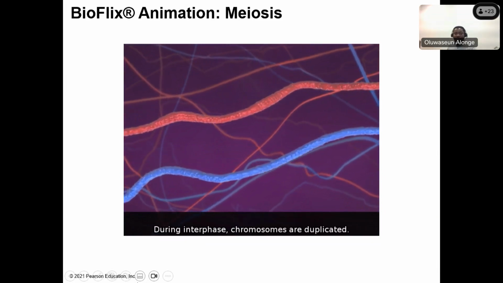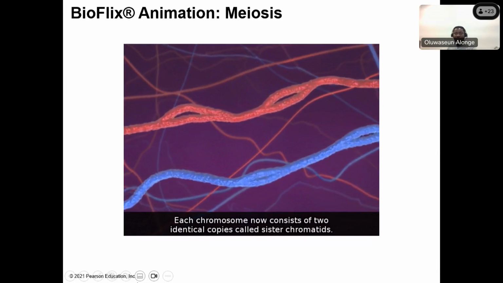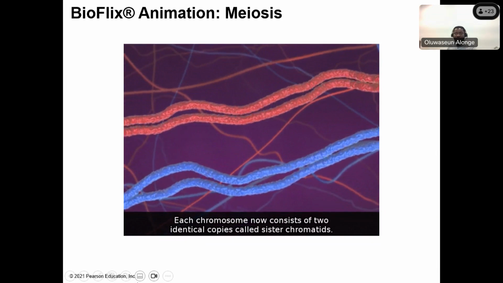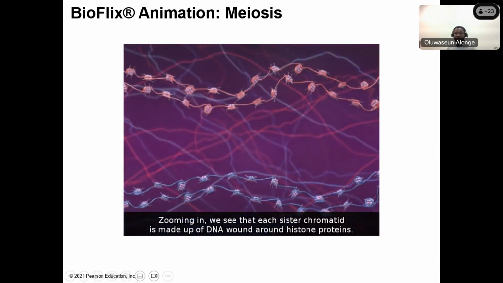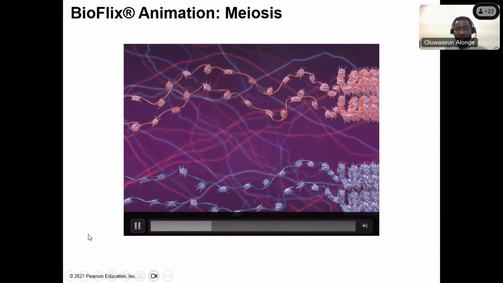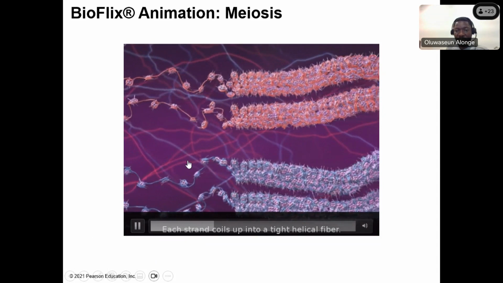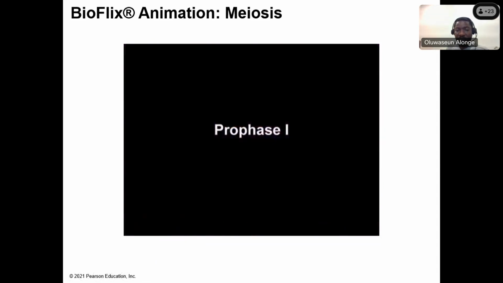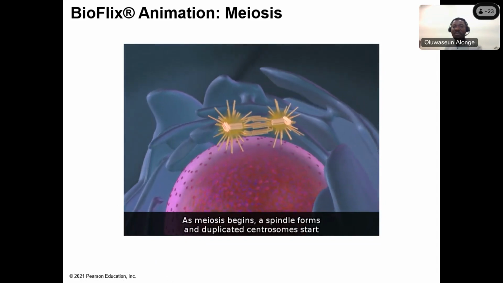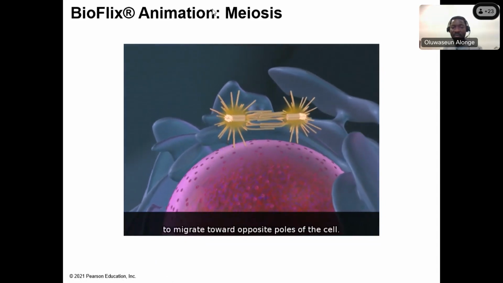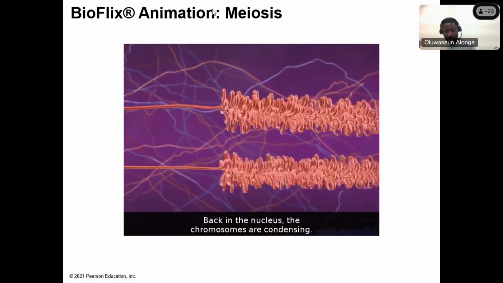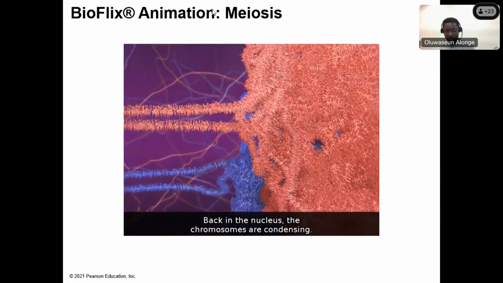During interphase, chromosomes are duplicated. Each chromosome now consists of two identical copies called sister chromatids. Zooming in, we see that each sister chromatid is made up of DNA wound around histone proteins. Each strand coils up into a tight helical fiber. As meiosis begins, a spindle forms and duplicated centrosomes start to migrate toward opposite poles of the cell. Back in the nucleus, the chromosomes are condensing.